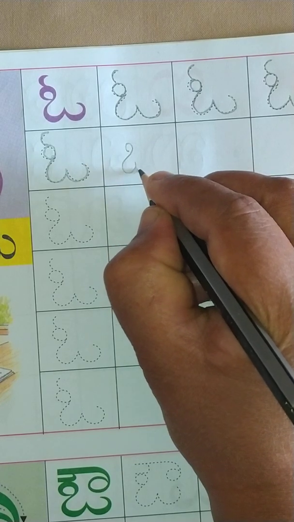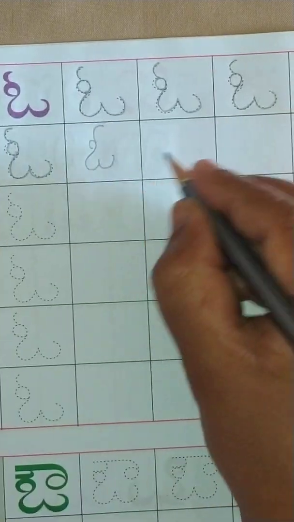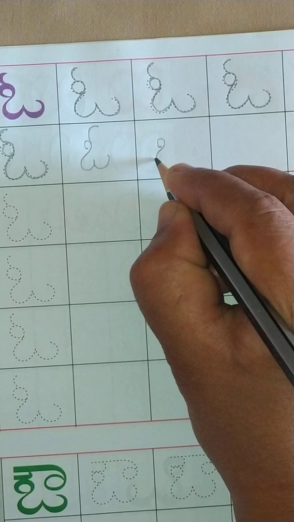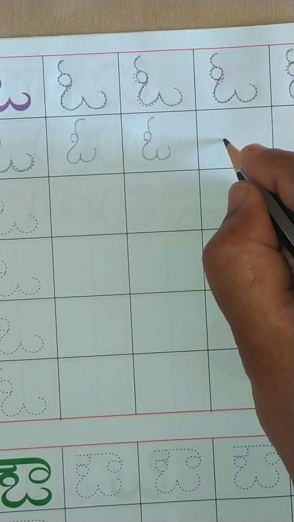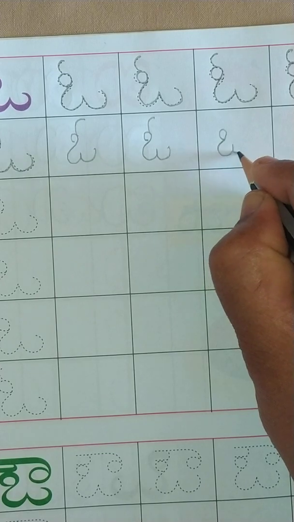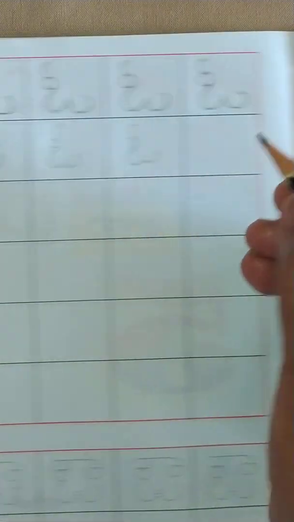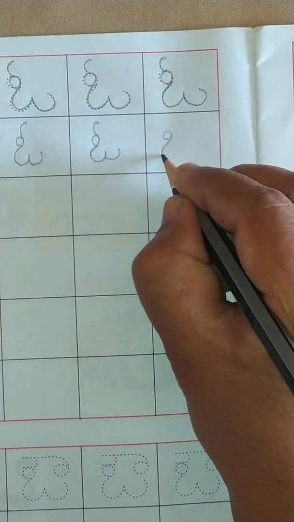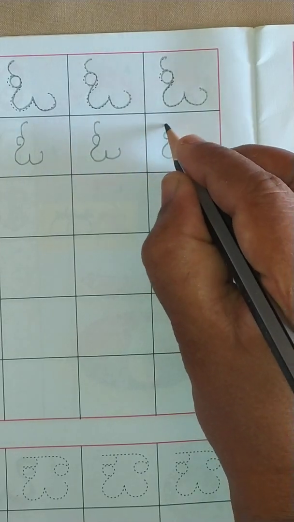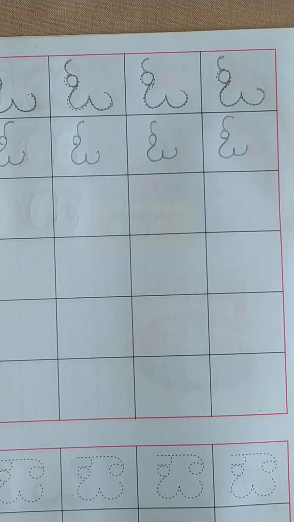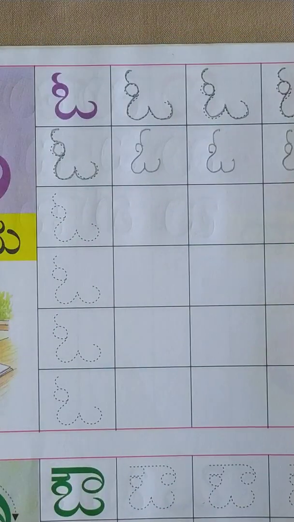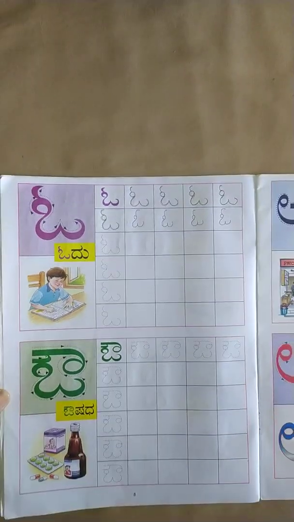Circle, first curve, second curve, and a small curve on the head of the circle. O. So children, this is how you have to complete the page.